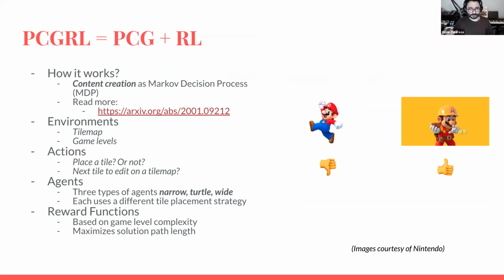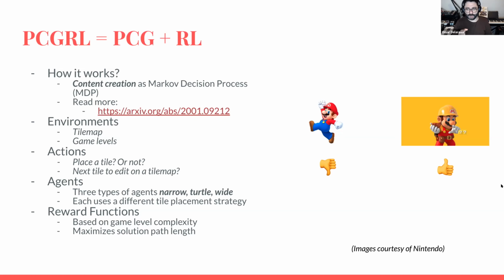What it aims to do is to essentially take the act of content creation and treat it like a Markov decision process, meaning it's a sequential task. There's more in the original paper, which I've put the link to in the slides, but the environments themselves can now be swapped. So instead of having a game playing agent, you actually have a game environment tile map generating agent. So you have game levels, you have tile maps in the case of 2D games. The action space then is whether or not to place a tile or to place a game object. And the agent comes in a couple of different flavors, again, described more in depth in the original paper.